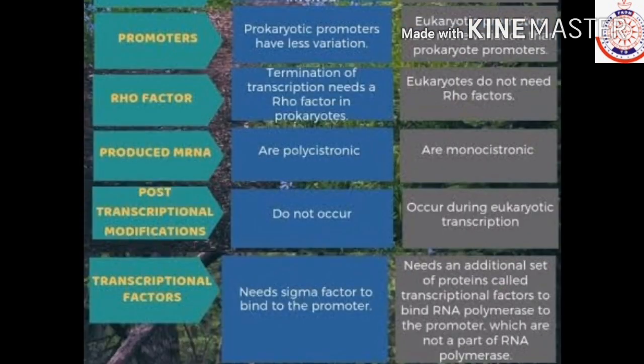The next difference is related to the promoters. In prokaryotes, the promoters have less variation, but in eukaryotes, the promoters have more variations as compared to prokaryotes. Rho factor is not required in eukaryotes, but it is required in prokaryotes for the termination process. And in prokaryotes, the mRNA produced is polycistronic, and in eukaryotes it is monocistronic.